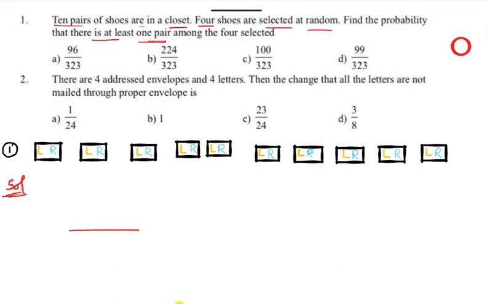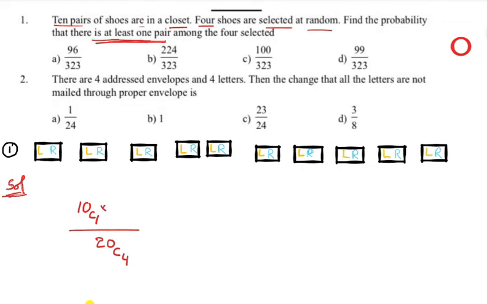Okay, total 20 shoes are there. From those 20 shoes, we have to select 4 shoes. That can be done in 20C4 ways. But he is asking there is at least one pair. So select one pair from total 10 pairs. That can be done in 10C1 ways. Okay, I selected one pair.